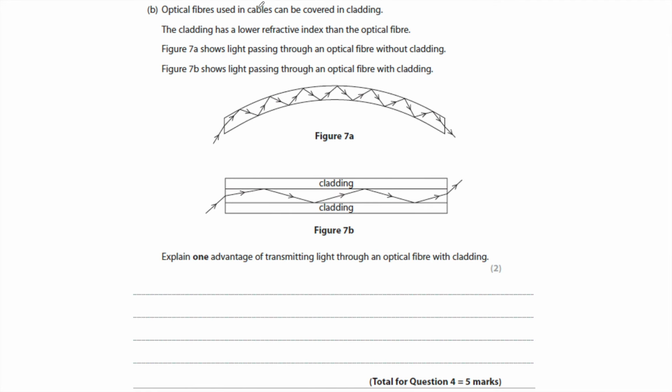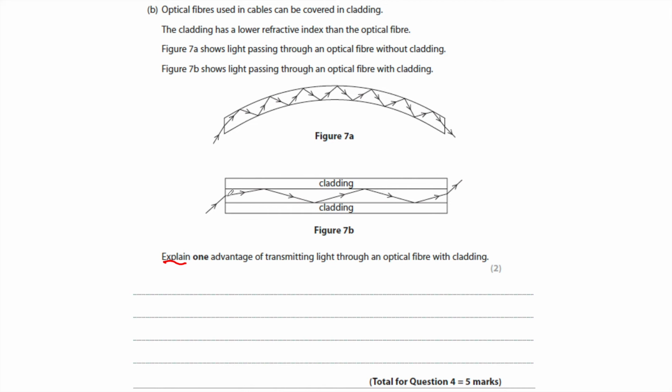Optical fibres used in cables can be covered in cladding. The cladding has a lower refractive index than the optical fibre. Figure 7a shows light passing through an optical fibre without cladding. Figure 7b shows light passing through an optical fibre with cladding. Explain one advantage of transmitting light through an optical fibre with cladding. Now the key thing is, if you're not sure, look at the pictures. They provide them to help you.